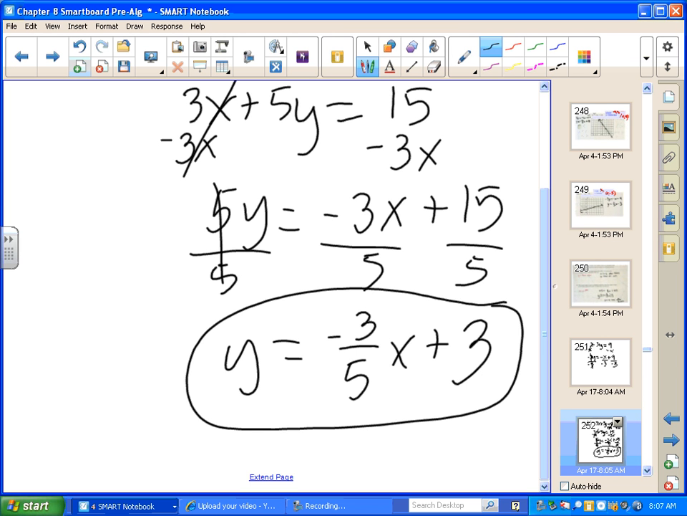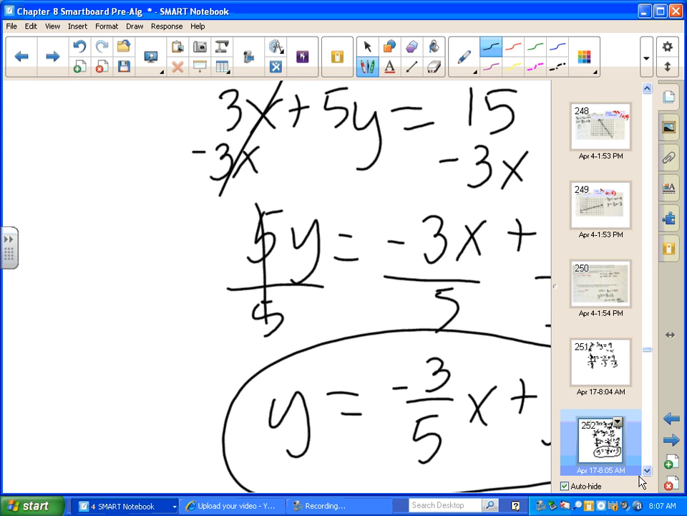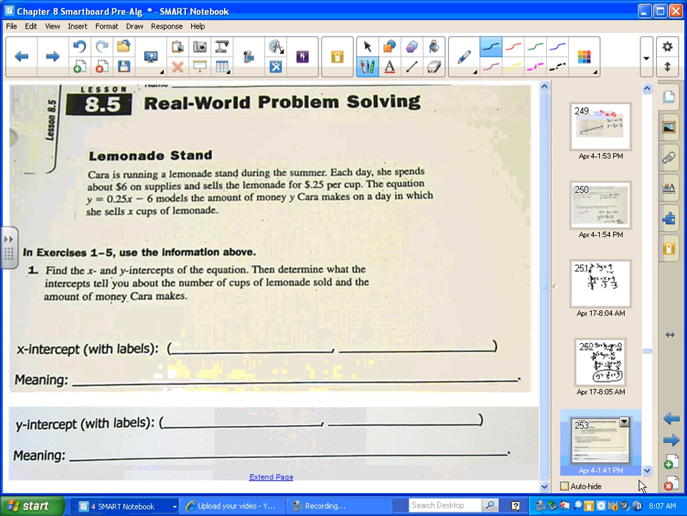Okay, let's go to the lemonade problem because I want you guys to have some class time today. All right, we're just going to talk through the lemonade problem. I'm not going to write everything up there, so listen carefully, okay? All right, number 1, lemonade problem, number 1. What is the x-intercept with labels? Anyone want to share? Mary?